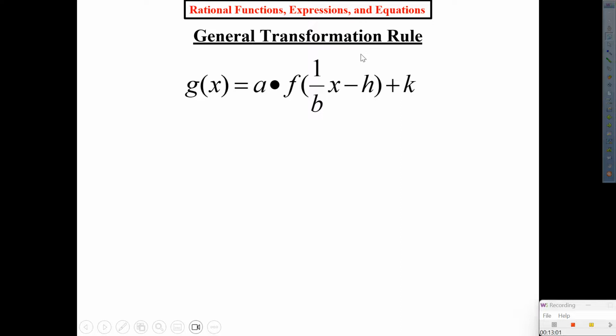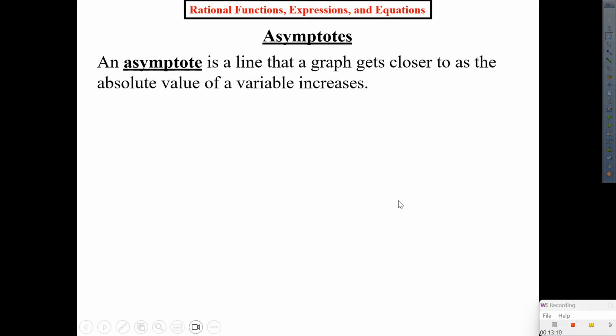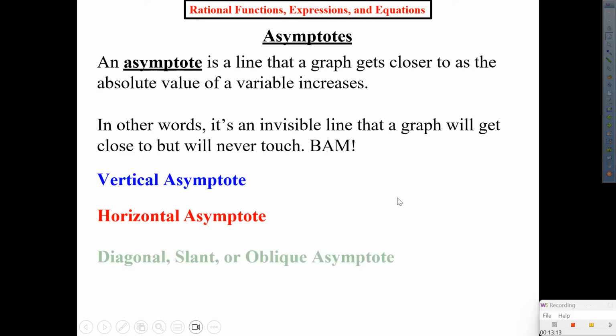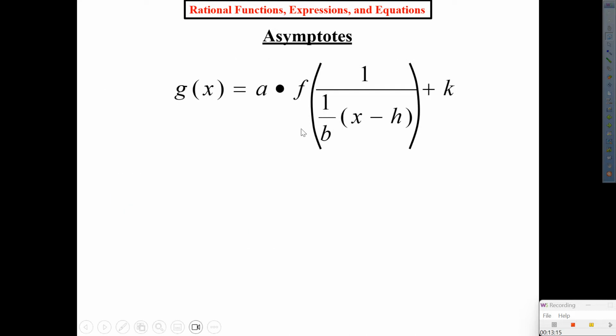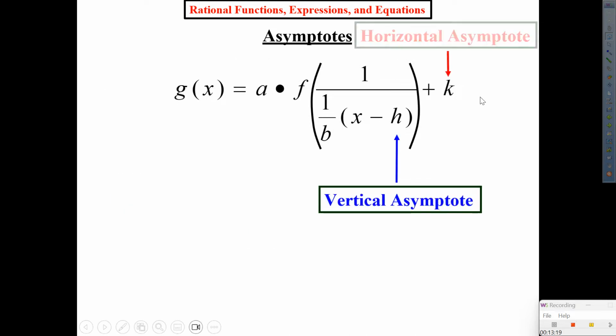We went from our general transformation rule to this new one, and then we talked about asymptotes, what they were, invisible lines where the graph does not touch. And we said that H was our what? Vertical, and K was our what? Horizontal. So far so good, yes?